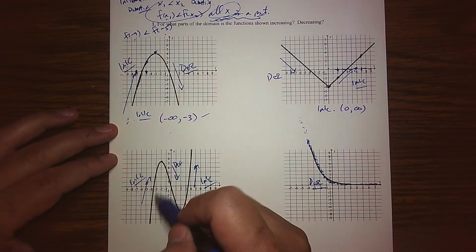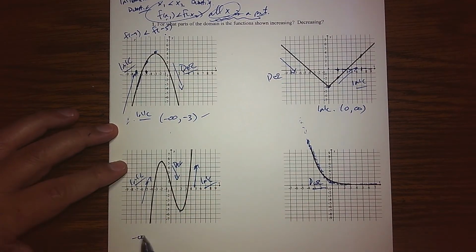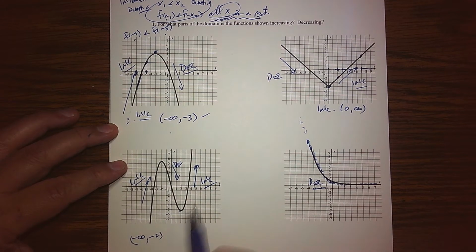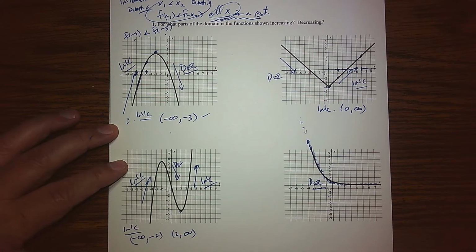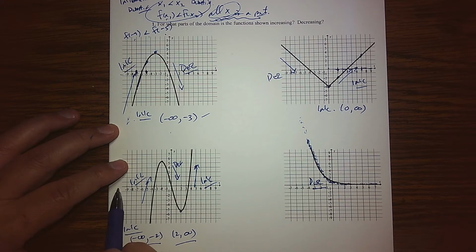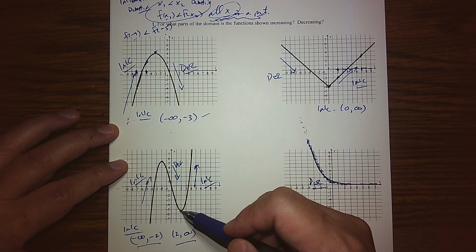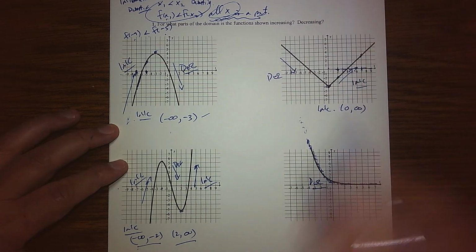This one, we start from negative infinity, we reach a high point around negative 2, and then we start decreasing, and then we reach a low point at about 2, and then we're increasing again. So the action of increasing is happening on that stretch of the domain and on that stretch of the domain. If we're less than negative 2, the action of the function's up. If we're greater than positive 2, the action's on the way up.